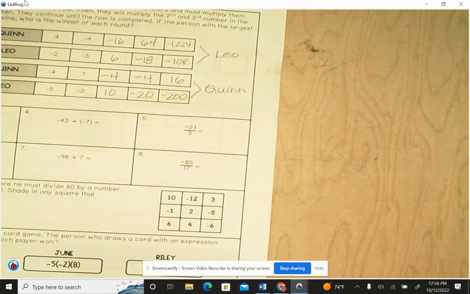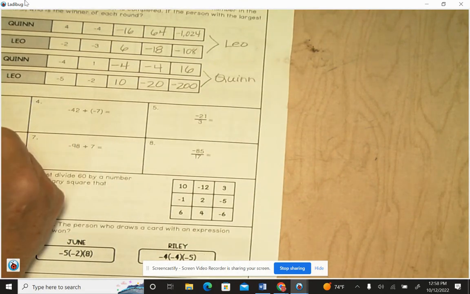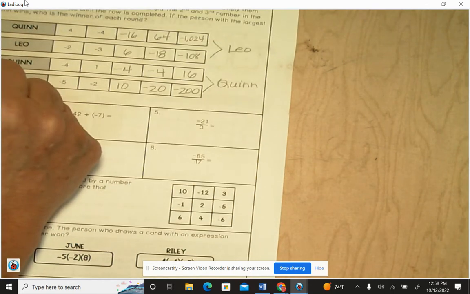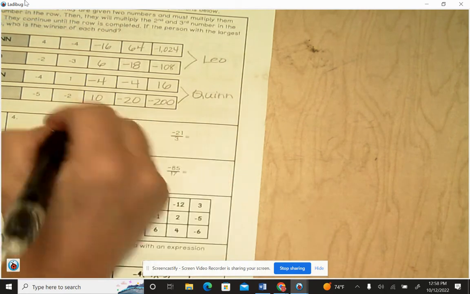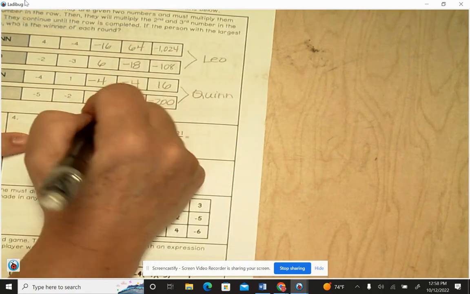All right, in example 3, it says 78 divided by -6. So we know that a positive divided by a negative is a negative. But 78 divided by 6: 6 goes into 7 one time, which is 6, bring down your 8, 6 goes into 18 3 times. So we have -13. A negative divided by a negative is a positive. And then 42 divided by 7, we know that's 6.